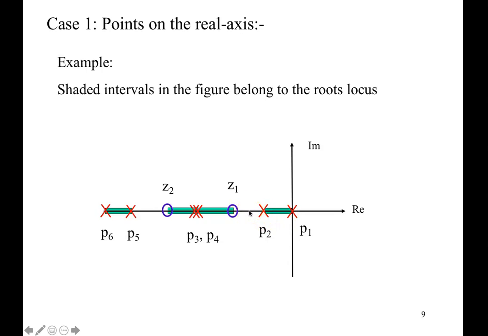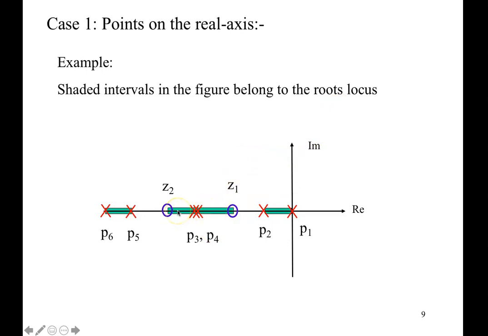Move between P2 and Z1. Again, look towards your right hand side. I have P1 and P2, 2 poles, no zeros towards the right hand side of any point on this section. So that's an even number. Even number is not on the root locus. Moving between Z1 and P2, P3, now look towards the right hand side, I have 1 open loop zero, 2 open loop poles. Add them together, that gives me 3. So that section is on the root locus.